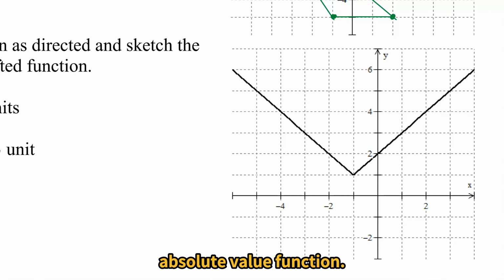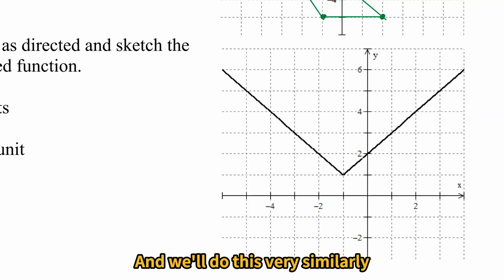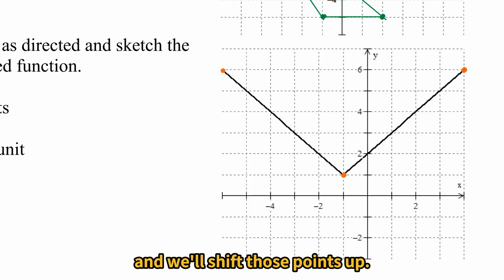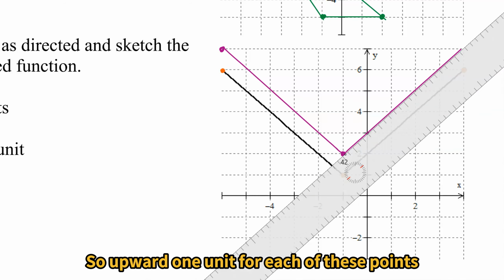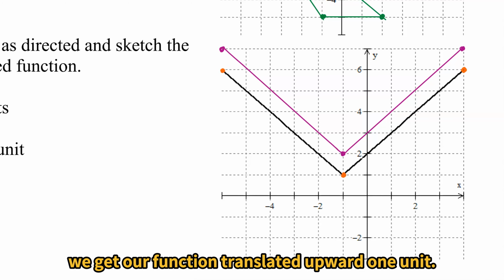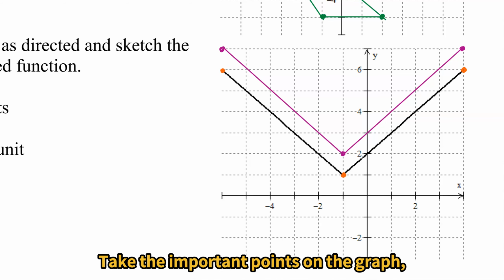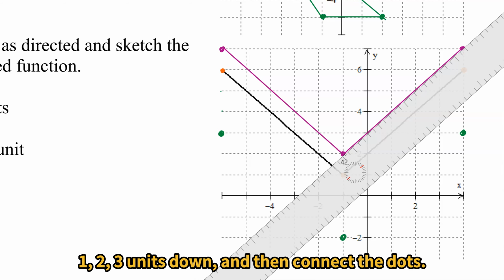Here in the next graph, we have an absolute value function. Let's start out by shifting it upward 1 unit. We'll do this very similarly as we did the figure above. We'll find the important places on the graph and we'll shift those points up, so upward 1 unit for each of these points. Then connecting the dots, we get our function translated upward 1 unit. For downward 3 units, it's the same idea. Take the important points on the graph, 1, 2, 3 units down, and then connect the dots.